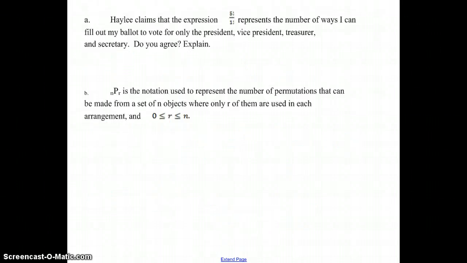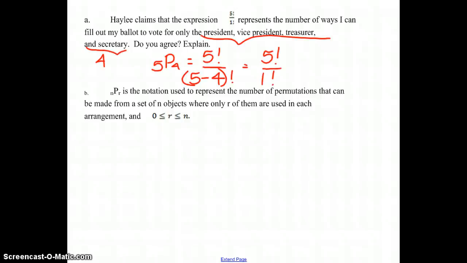All right, so Haley claims that the expression 5 factorial over 1 factorial represents a number of ways I can fill out my ballot for president, vice president, treasurer, and secretary. Do you agree? You should agree because if you plug our numbers into our formula, you get 5 factorial over 1 factorial. So nPr is our notation used to represent the number of permutations that can be made from a set of objects where only r of them are picked. And r has to be between 0 and n.